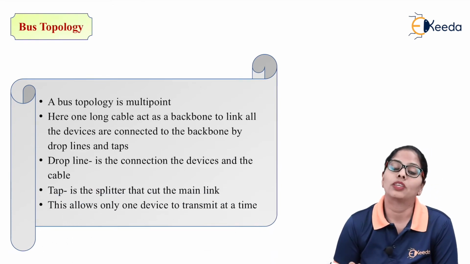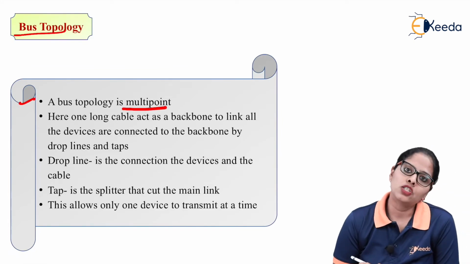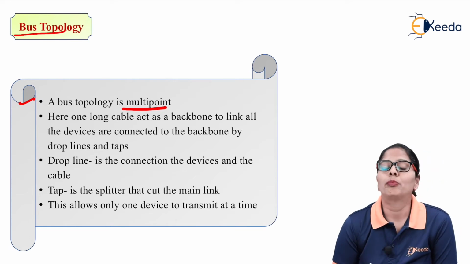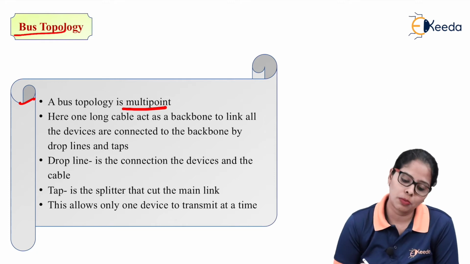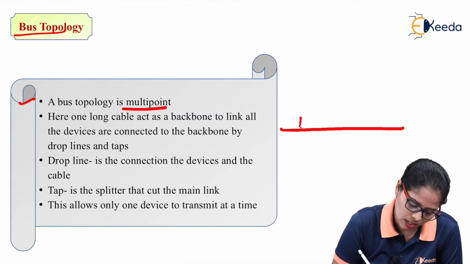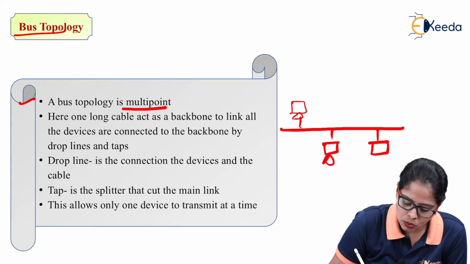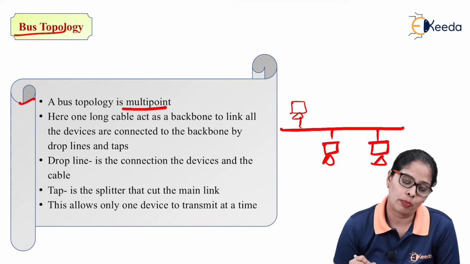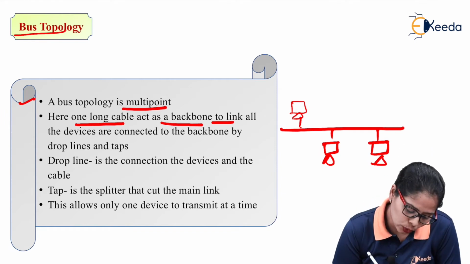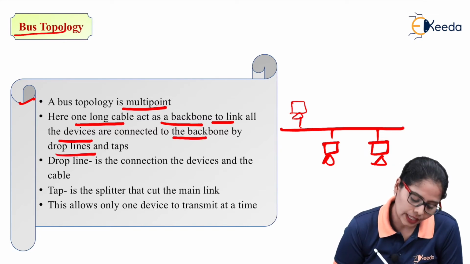Now let us discuss the next topology, the bus topology. Basically, a bus topology is a multi-point topology. Multi-point topology means the same link is shared by many devices. For example, this is a computer, this is another computer. So this is called a multi-point. Here, one long cable acts as a backbone link to all the devices, which are connected to the backbone by the drop line and the tap.